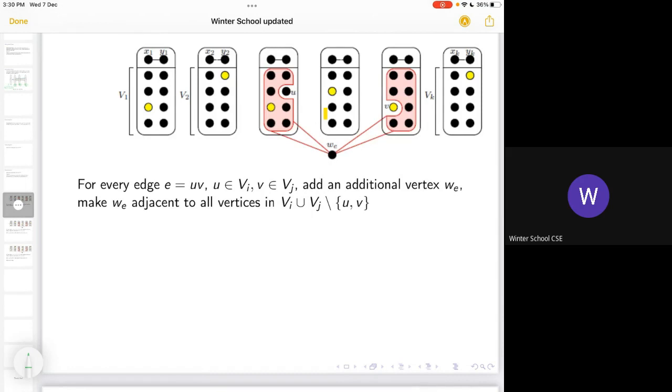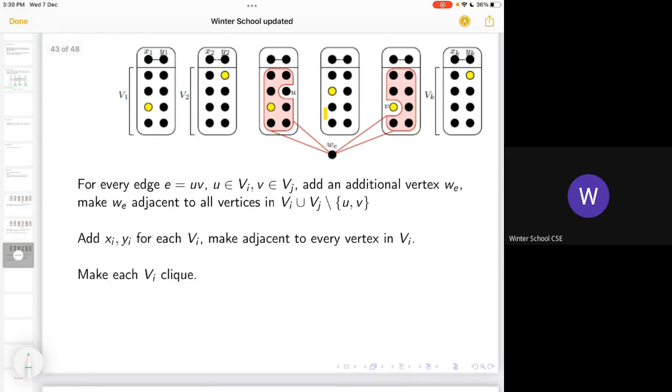So what we will do, we have these K color classes, right? V1, V2, Vk. For each of these color classes, first we add the vertices xi, yi. So for V1, we have added x1, y1. For V2, we have added x2, y2, and so on. For Vk, we have added xk, yk. Okay. And we make them adjacent to all the vertices in Vi. So xi, yi is adjacent to everything in Vi. Okay. So all the adjacencies are present there.